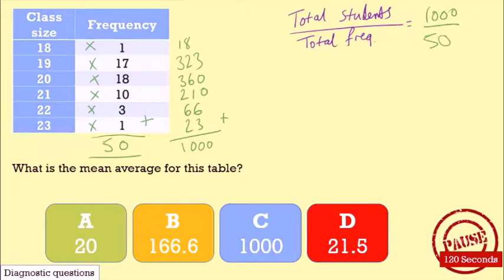And 1000 divided by 50 is equal to 20. So the mean average class size is 20. 20 pupils, 20 students in one class.